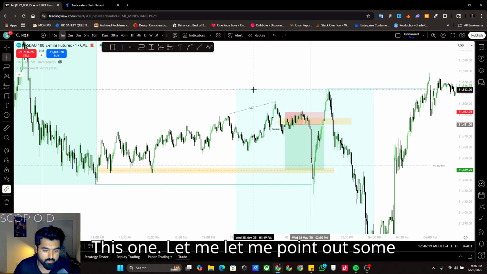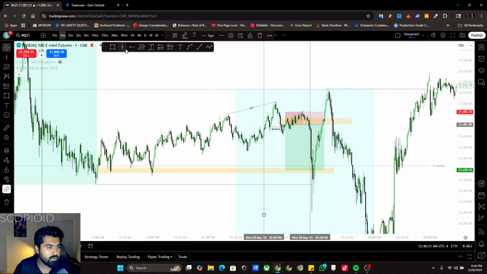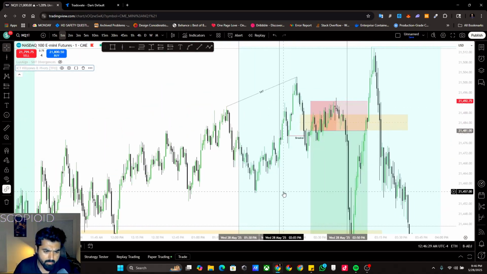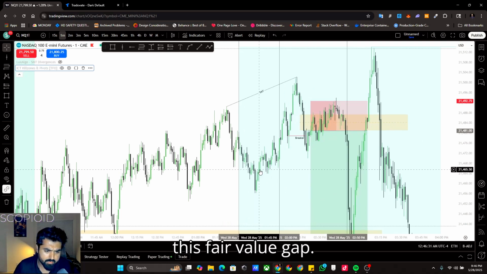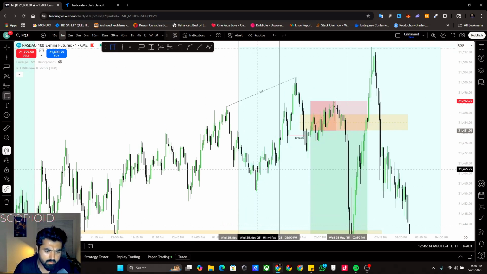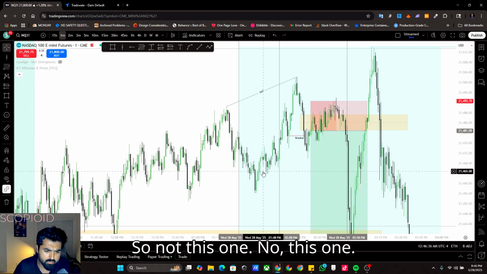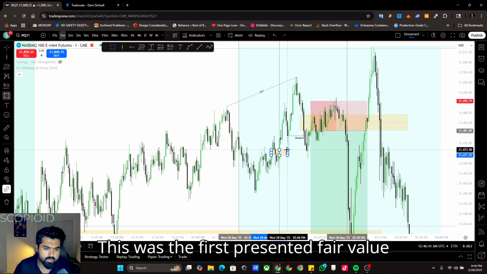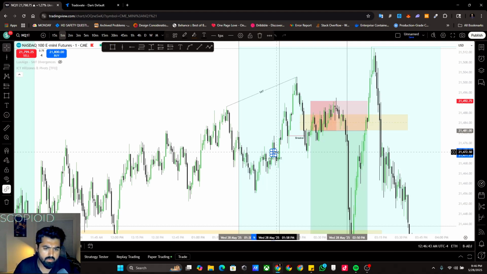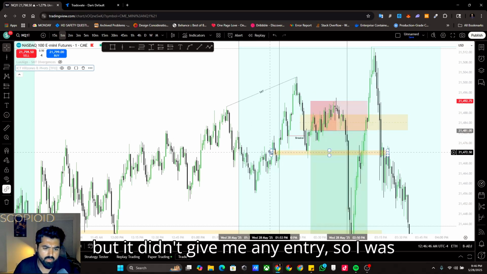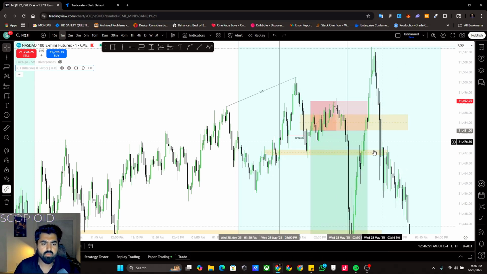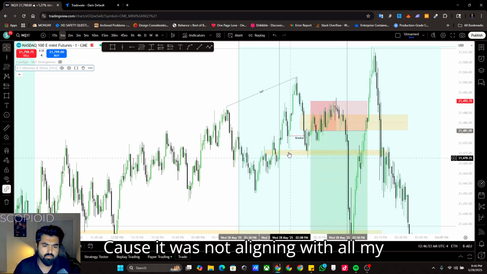Let me point out some other confluences that I was looking at around here and here. I was also looking at this fair value gap. So not this one, no, this one. This was the first presented fair value gap, but it didn't give me any entry, so I was just ignoring it at that point, honestly, because it was not aligning with all my ideas.